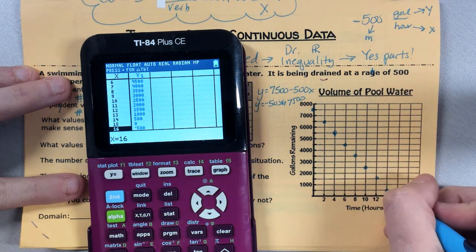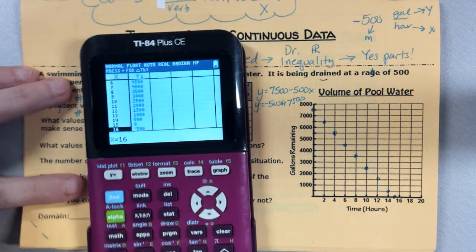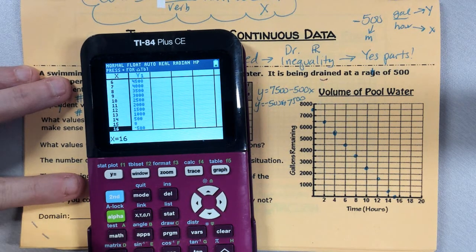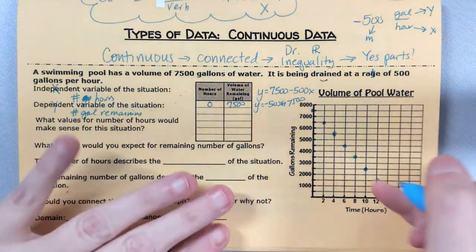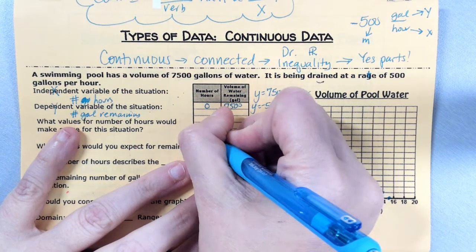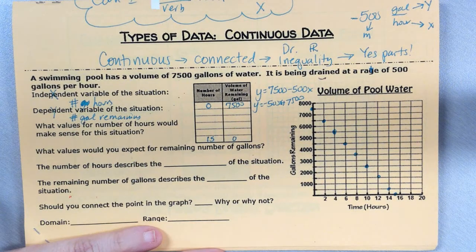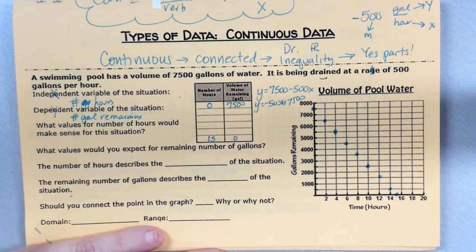No, because when I get to 15 hours, how much water is in the pool? None. Can I keep draining the pool when there's no water in it? No, okay? So, the lowest I can go is 15. After 15 hours, I got 0 gallons, okay?